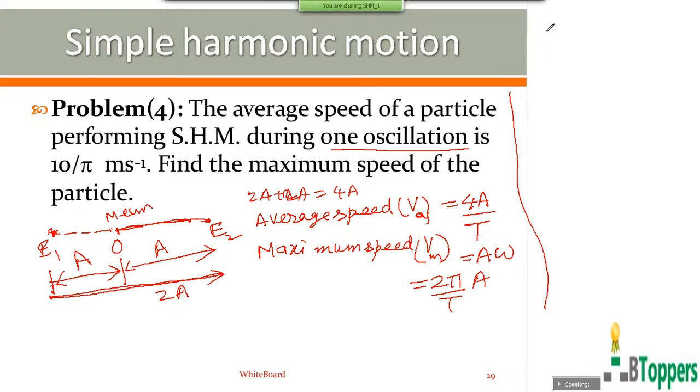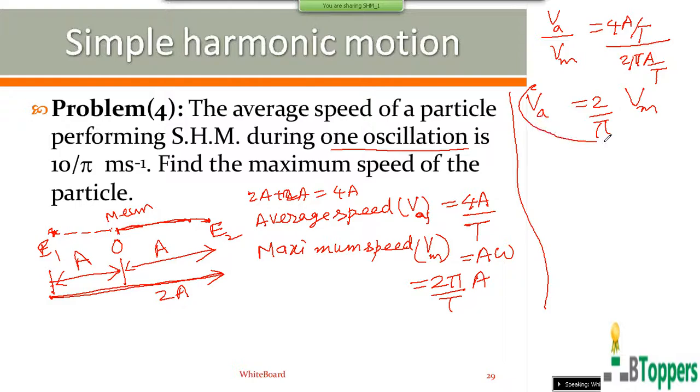So if you divide the average speed by the maximum speed, V subscript A is the average speed for one oscillation and V subscript M represents the maximum speed of the particle during the oscillations, which is equal to 2 pi A by T. So you get the average speed for one oscillation is equal to 2 by pi times the maximum speed during the oscillations.